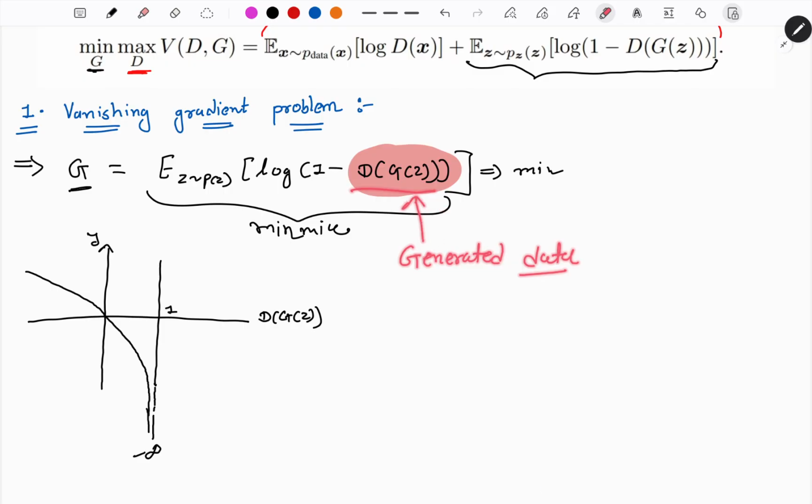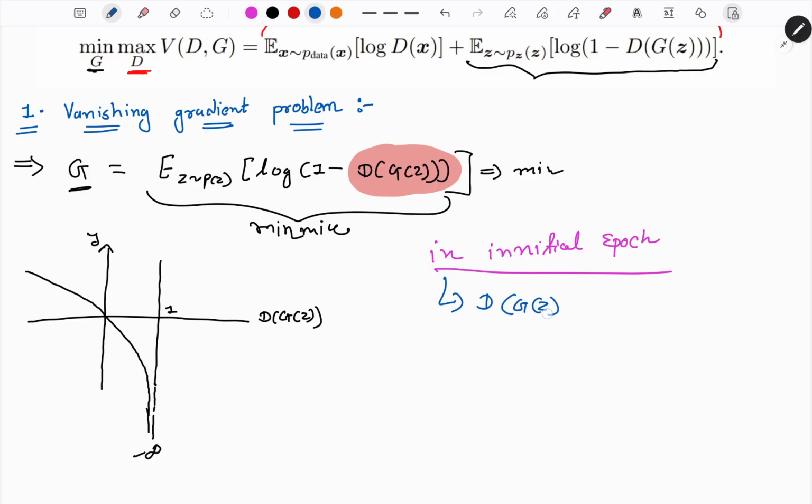This is a probability corresponding to the generated data. And in the initial epochs, these D of G of z are close to 0. Why 0? Because it is fake, and close to 0 means in the initial epoch the probability of fake is high. For fake, the probability is high, meaning its corresponding label will be 0. We want it to become 1, but it is not becoming 1.